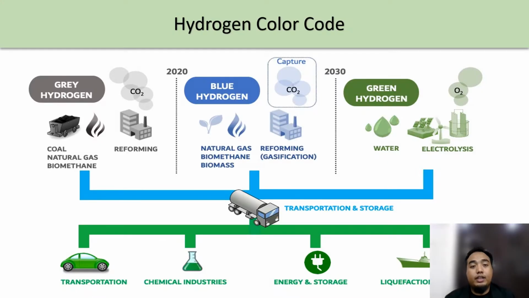There are three colors that we can categorize hydrogen. First is gray hydrogen. The main sources are coal, natural gas, biomethane. The byproduct is CO2. Next is blue hydrogen. The main sources are natural gas, biomethane, biomass. The byproduct is captured, which is CO2. Last one is green hydrogen. The main source is water by using the electrolysis process. The byproduct is a very useful gas, which is oxygen.